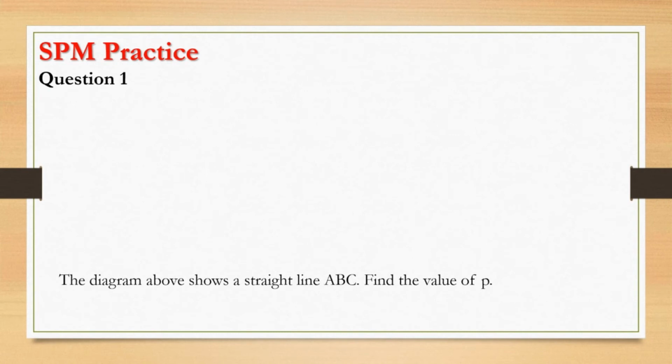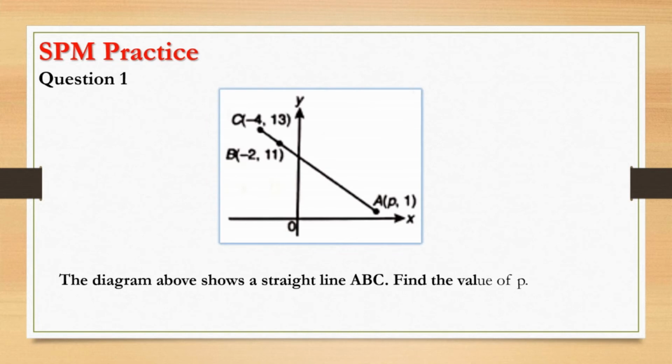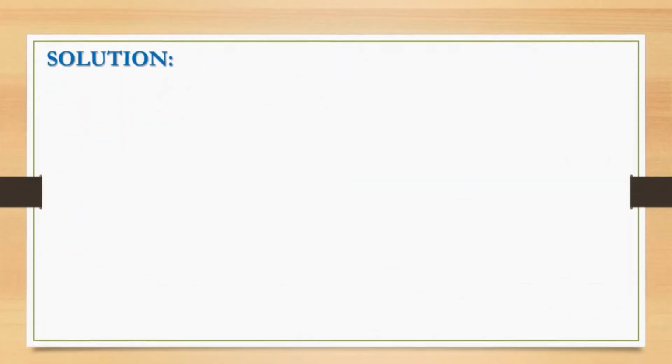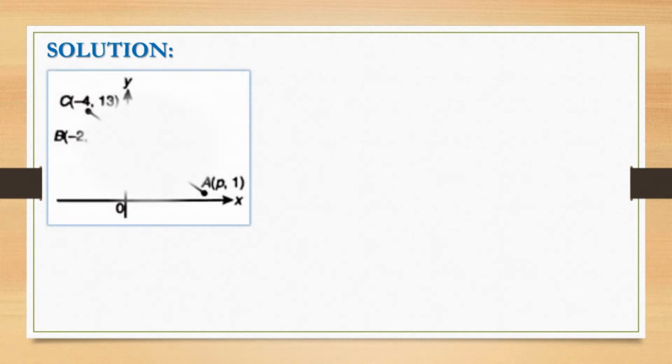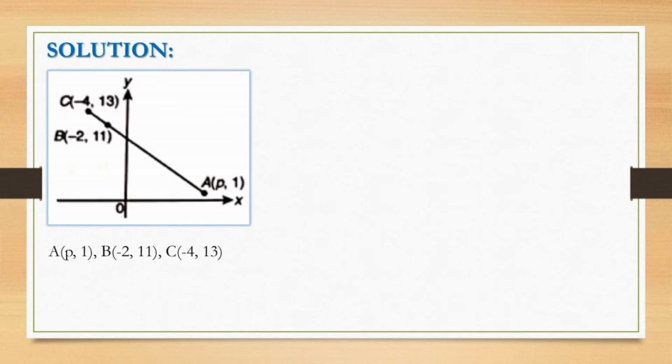After showing some examples, let us do some SPM practice. Question 1. The diagram above shows a straight line ABC. Find the value of P. To solve this question, first we interpret the diagram. This is a straight line consisting of 3 points, which are A, B, and C. Before we find the value of P, we need to calculate the gradient first. So we write down the coordinates of A, B, C. We found that the value of P is in the coordinate of A. Hence, we choose to use the coordinates of B and C to calculate the gradient.